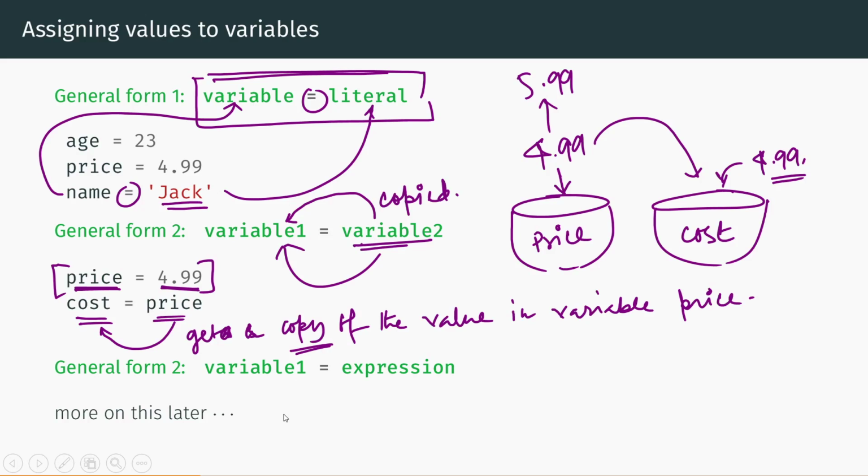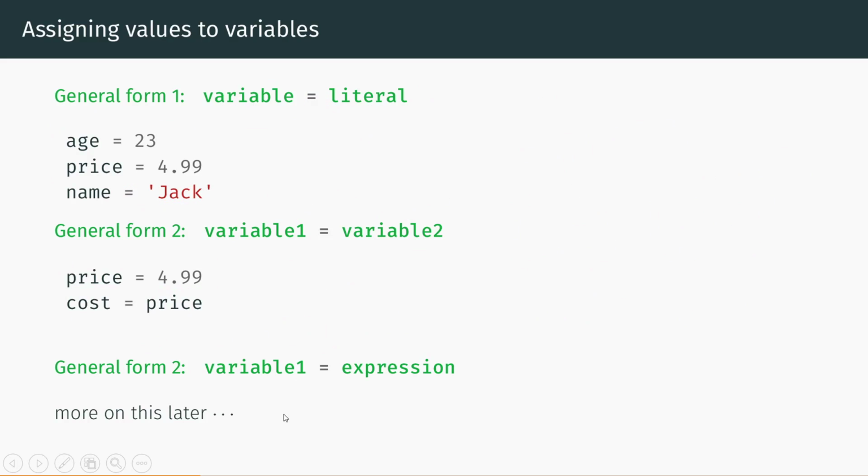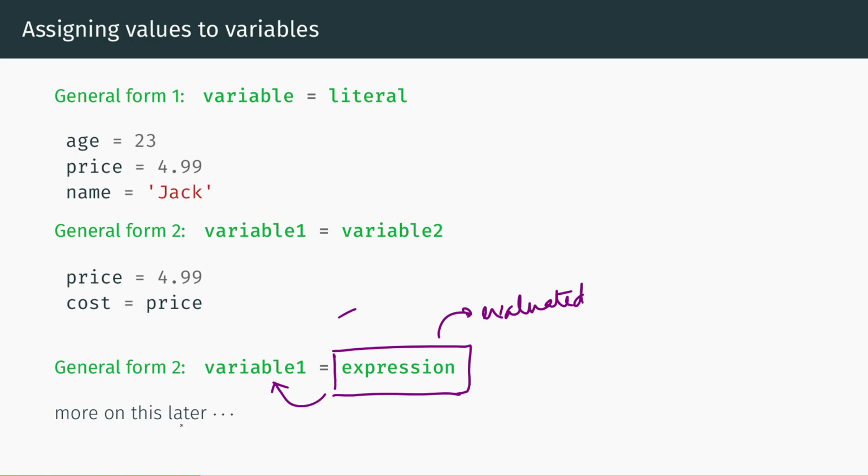The third way of assigning a value to a variable is using variable equals expression. The expression is evaluated first, and that value is stored inside this variable. More on this later. We'll continue discussion on expressions later in this module. But for now, these three are the forms that we will use to store or to change the value inside a variable.